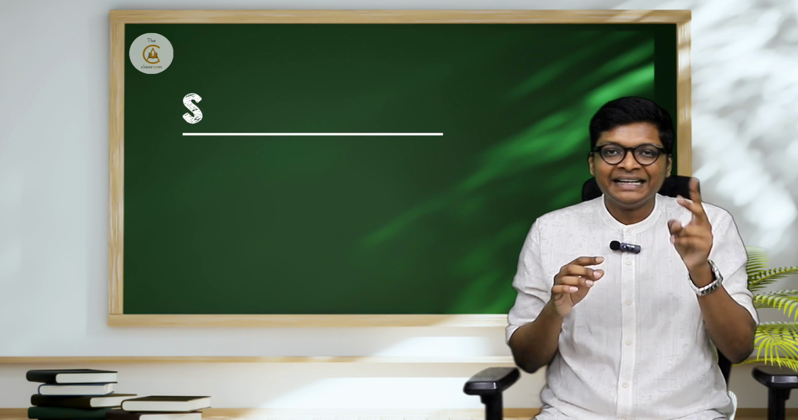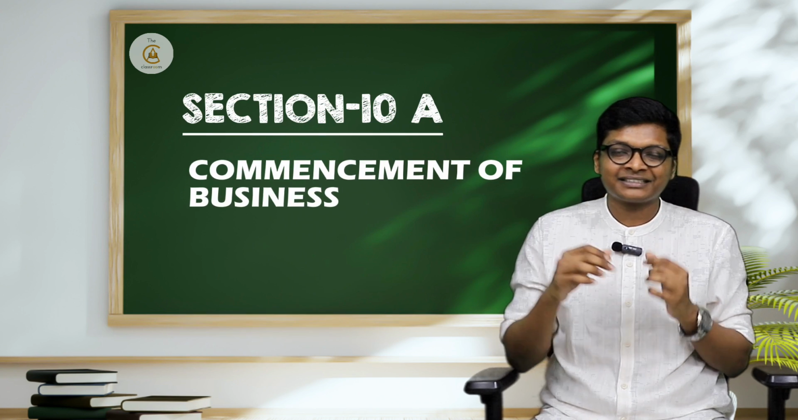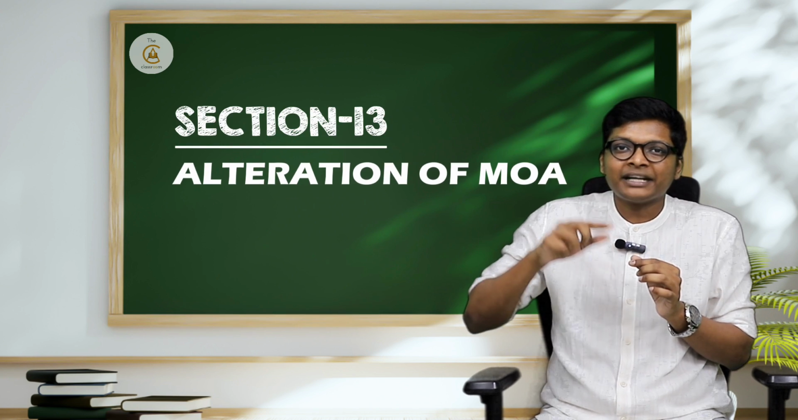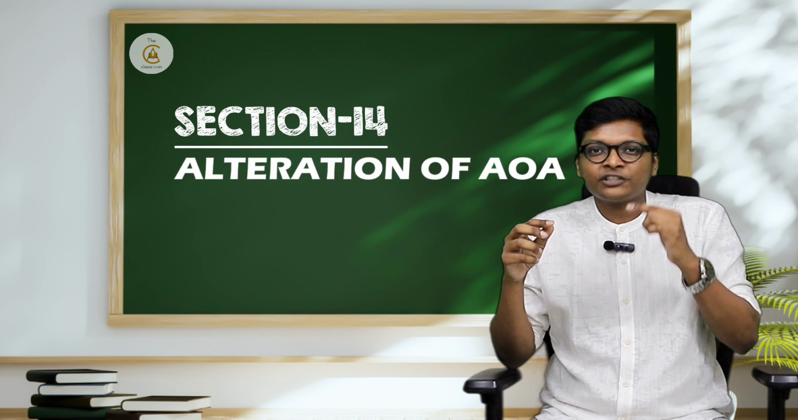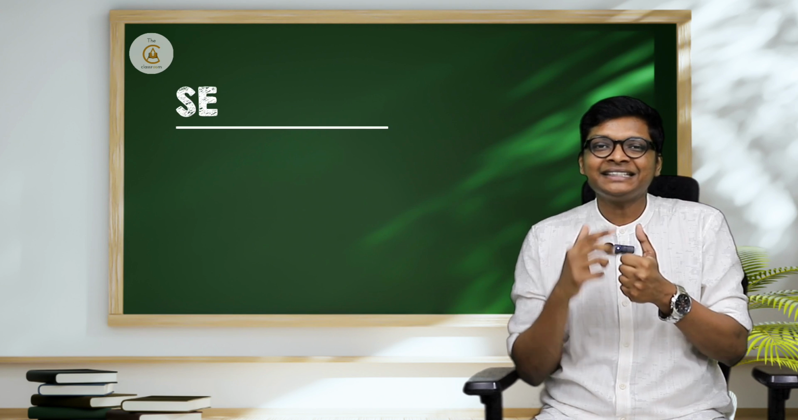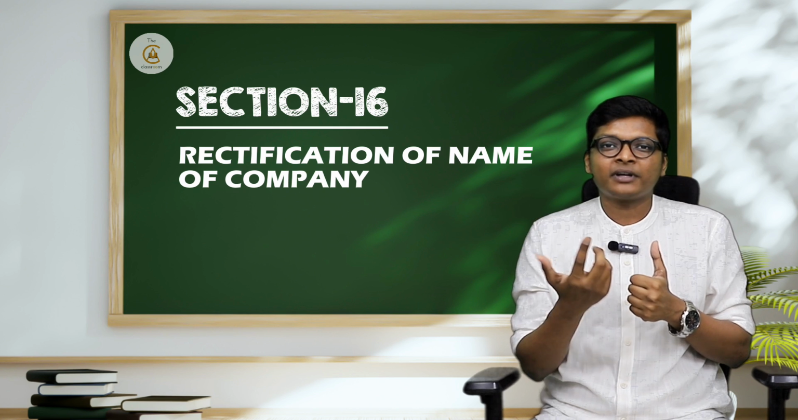We don't have 11. 10A is commencement of business. Next, Section 12 is registered office. Section 13 is alteration of MOA. 14 is alteration of AOA. And 15 is alteration to be noted in every copy. 16 is rectification of name of company.